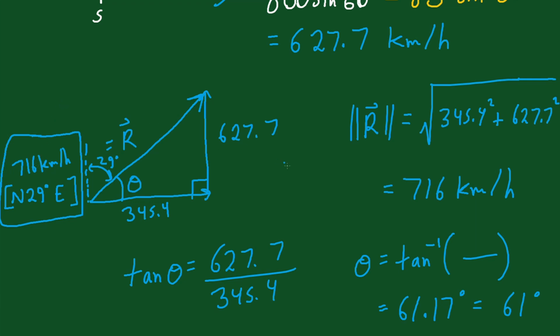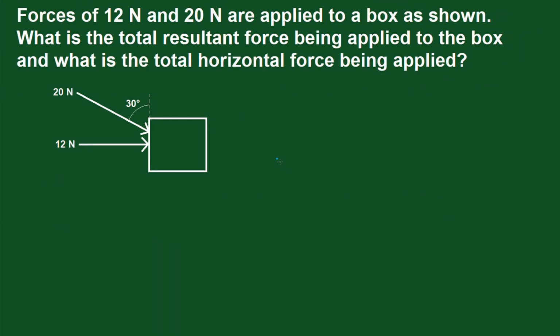Now, let's do another example. So in this case, we have forces of 12 newtons and 20 newtons applied to a box as shown below. So we have a nice diagram here, which is always good. Question is, what is the total resultant force being applied to the box, and what is the total horizontal force being applied?